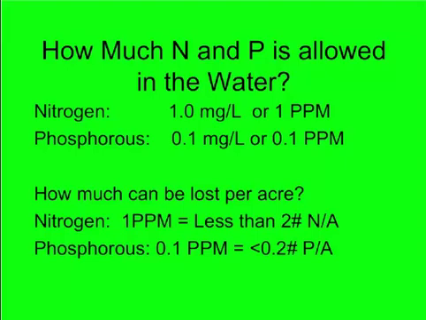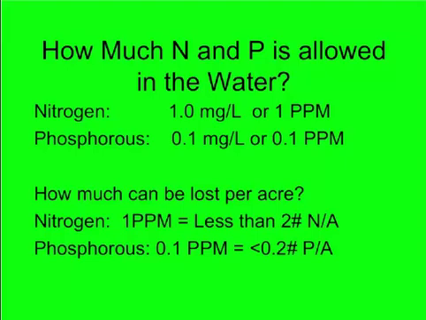How much nitrogen and phosphorus is allowed in the water? Basically, the EPA has come out with a standard. They're saying 1 milligram per liter or 1 part per million. On phosphorus, it's 10 times lower. It's 1/10 of a milligram per liter or 1/10 of a part per million. So how much can we lose per acre?